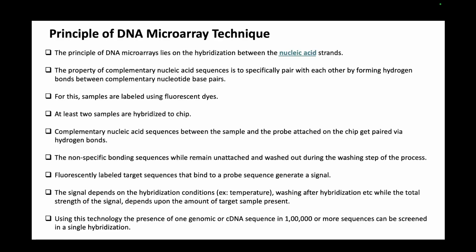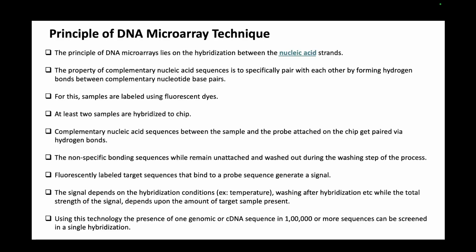Also on how you are washing after hybridization. So there are certain factors on which this signal depends. And it also depends upon the amount of the target sample that is present. So if there is only one strand of the nucleic acid that you are targeting, and you have not amplified it enough, you will not get a signal, because it's very unlikely that only one strand present will find the complementary strand on your DNA probe and go and bind to it. It is very unlikely.